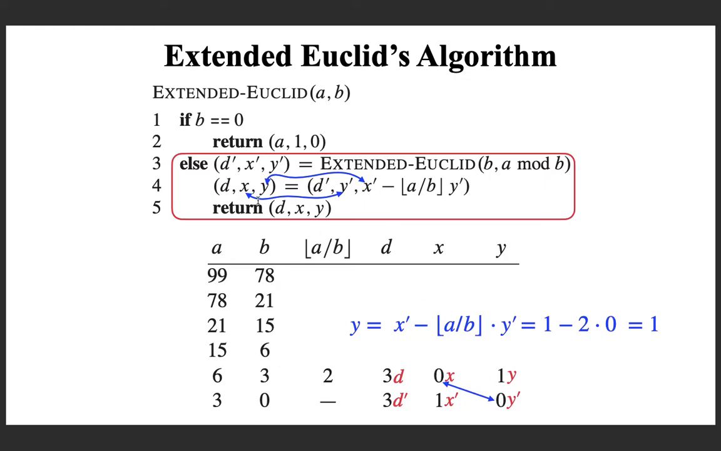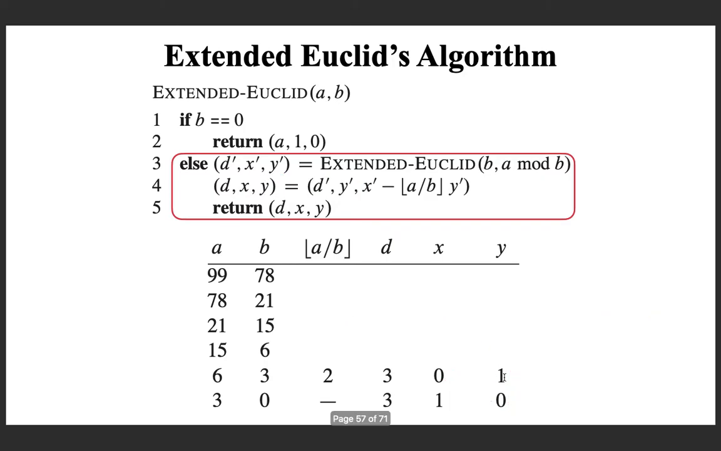And what is y? Y is this equation. You substitute the value of x prime, which is 1, minus this is 2. We have obtained the quotient of dividing a by b as 2 here. So 2 multiplied by y prime is 0. So if you solve the equation, you are getting it as 1, and that is why y is obtained as 1. So this is what we did.